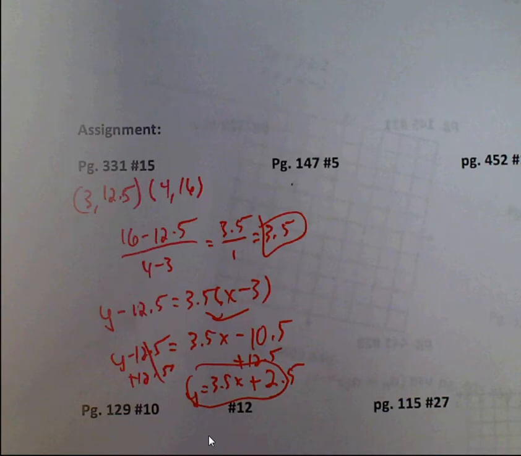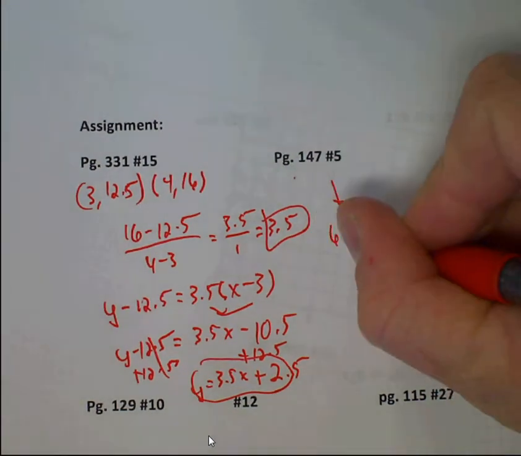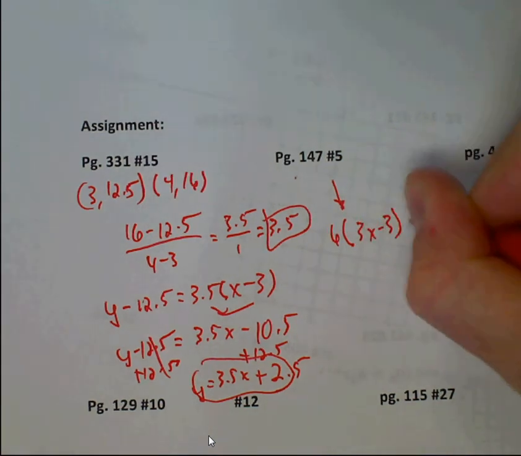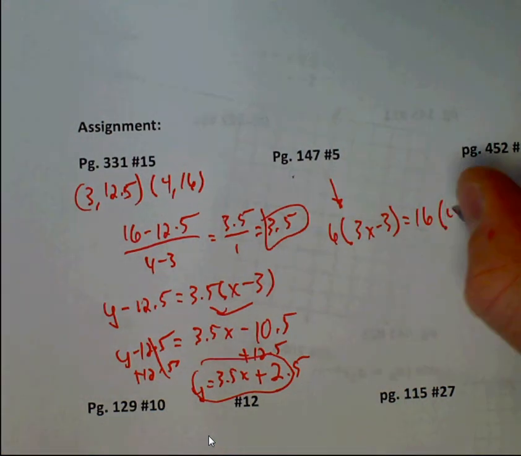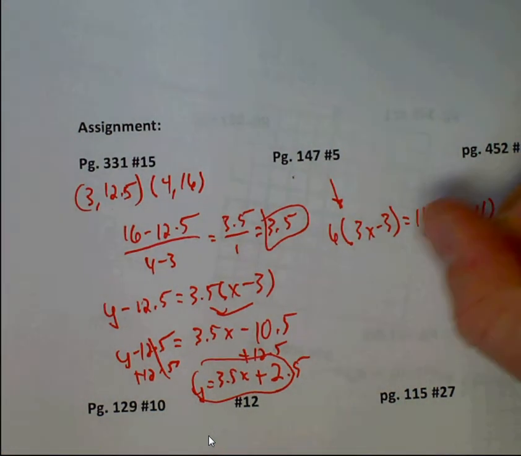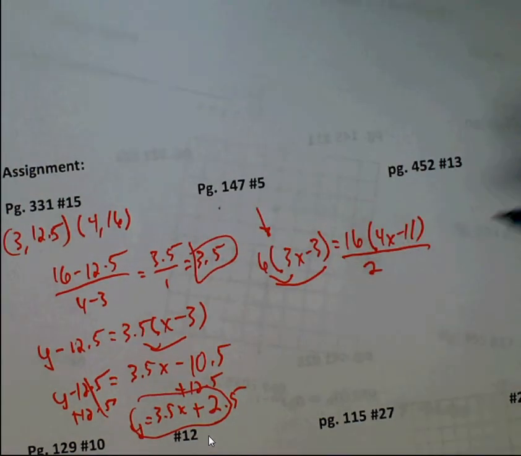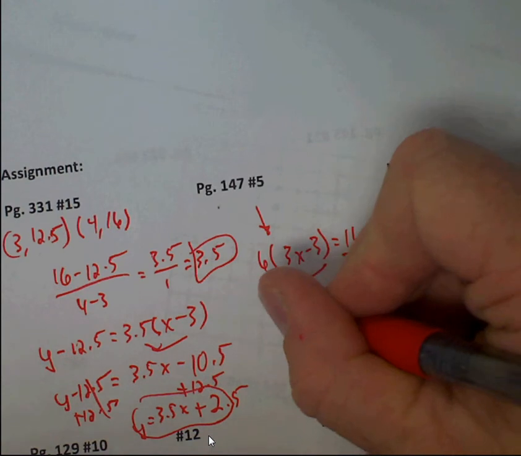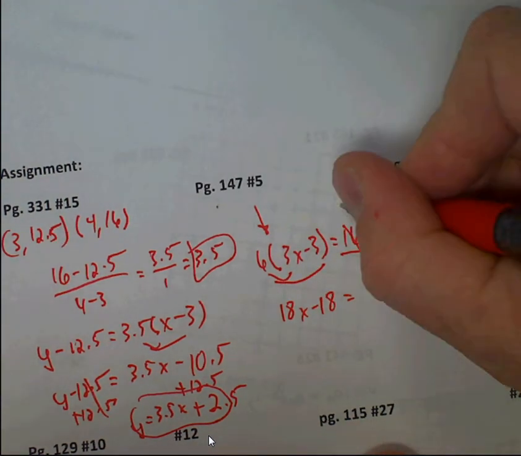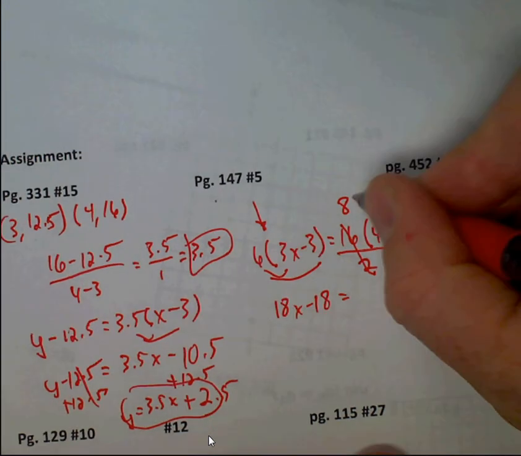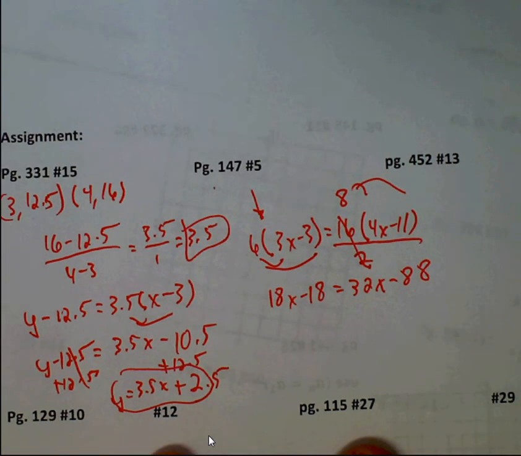So here we go. My rectangle would have to be 6 times (3x minus 3) equals 16 times (4x minus 11) divided by 2. So if I distribute 6 times 3x, that would be 18x minus 18. Half of 16 over 2 would have to be 8. If I distribute the 8, that gives me 32x minus 88.